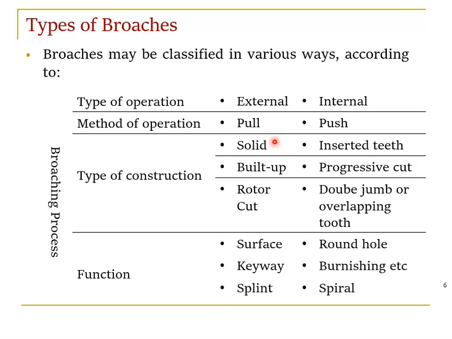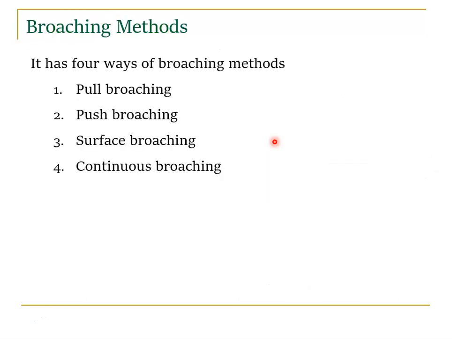So the types of broaches, we have 4 classifications: based on the type of operation, based on the method of operation, based on the construction of tool, and based on the function where we are going to use the broaching tool. And we have some subcategories also. As for broaching methods, we have 4 main categories, namely pull broaching, push broaching, surface broaching, and continuous broaching. We will see one by one.